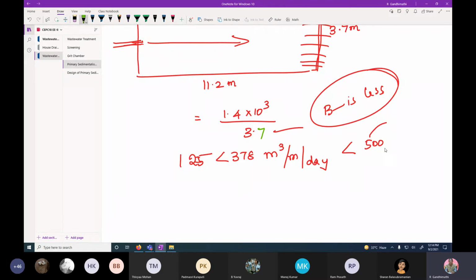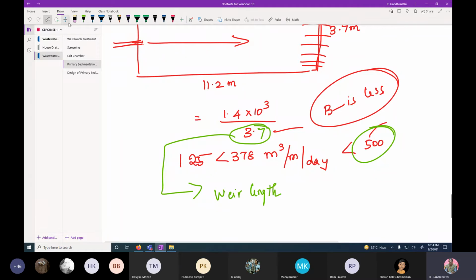Then sometimes if it exceeds 500, how do you reduce the weir loading rate? You have to increase the length of the weir. Here we have placed the weir across the width of the chamber. Yes or no? The weir is across the width, equal to the width of the chamber. In order to reduce the weir loading rate, you have to increase the weir length.